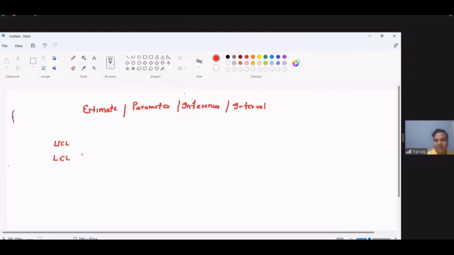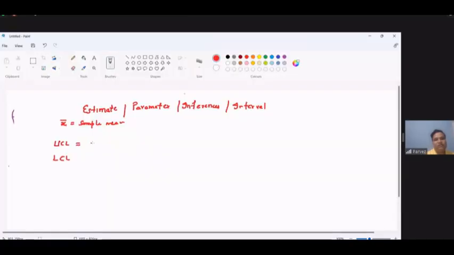UCL means upper confidence limit. LCL means lower confidence limit. If X bar is given in the question, X bar is your sample mean. Then your upper confidence limit formula will be X bar plus Z into standard error. For the lower confidence limit, you have to find X bar minus Z into standard error.